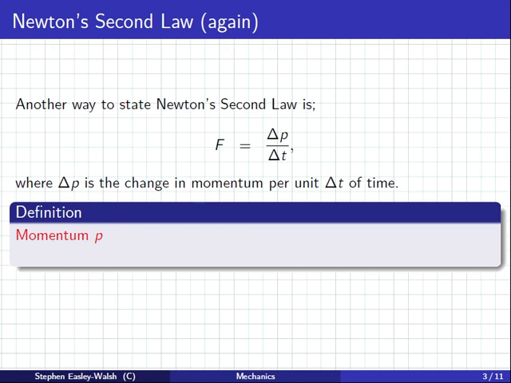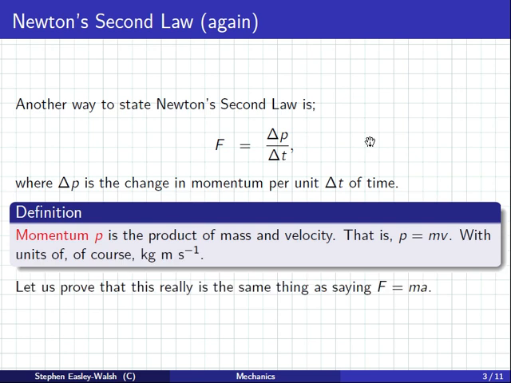Momentum has a sign. It could be plus or minus. P equals mv, with the units, of course, as kilogram meters per second. Now, what I want to do next is give you a proof to show you that this formula is the same as F equals ma.